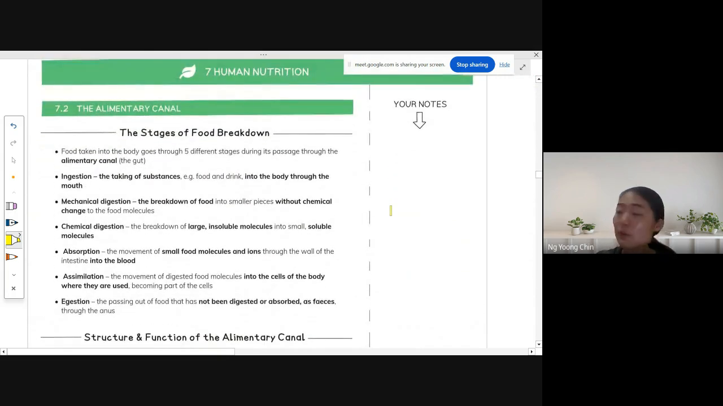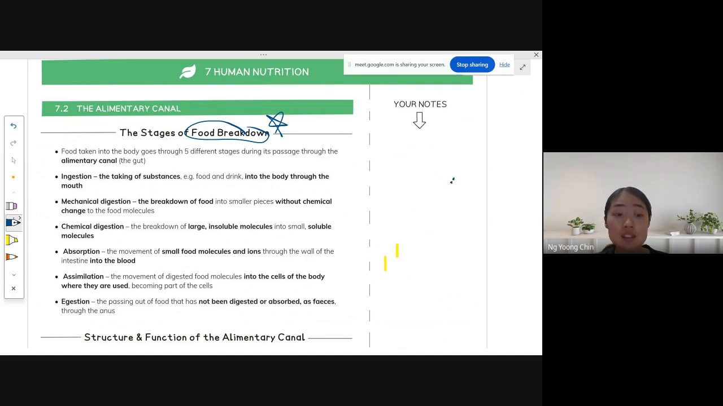Okay, then now we talk about the process of the alimentary canal. This is the most important part in the exam. Maybe I can write a star here. Okay, so now we learn about how the food breaks down. Whenever we eat food, just now you just had your dinner, right? So just now you already ate your dinner.